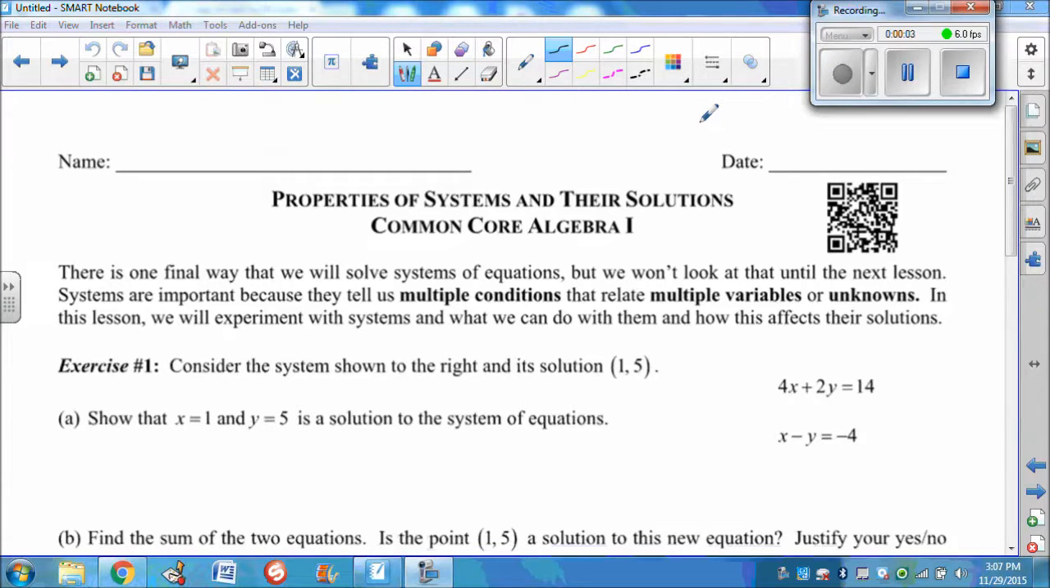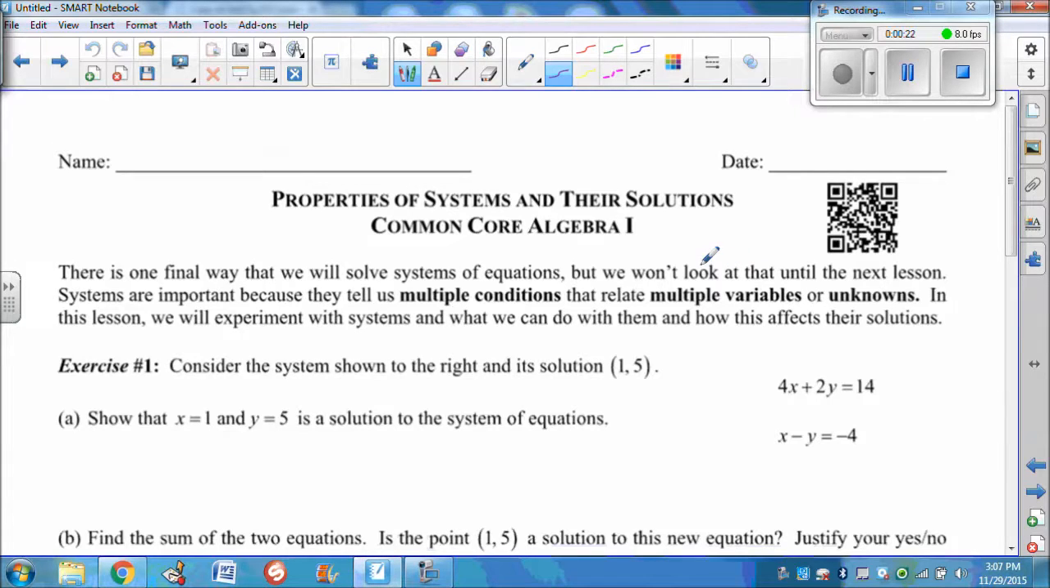Properties of systems and their solutions. So this is our third lesson. I taught 1 and 2 to you guys in class, and this is the third one. It says there is one final way that we will solve systems of equations, but we won't look at it until the next lesson. This lesson is going to lead up to it.